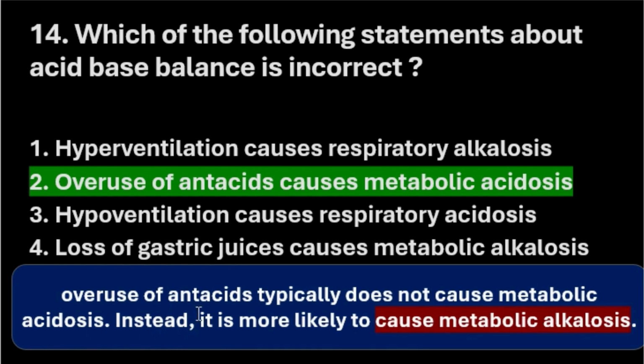That is a wrong statement because overuse of antacid typically does not cause metabolic acidosis, but just the opposite, because this is an antacid. It is preventing acid. So basically it will cause metabolic alkalosis. Other options: hyperventilation causes respiratory alkalosis because due to hyperventilation the PCO2 will be washed out, which will result in respiratory alkalosis. Similarly, hypoventilation will cause accumulation of PCO2 and it will cause respiratory acidosis. Loss of gastric juice, of course, this is acid, so it will cause metabolic alkalosis, same like antacids.